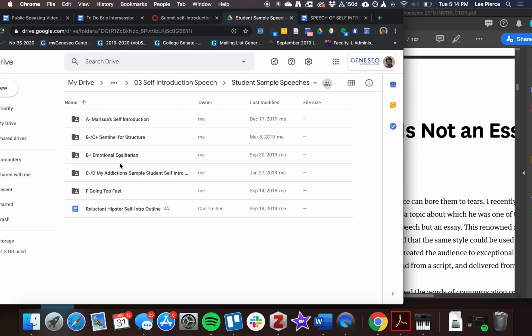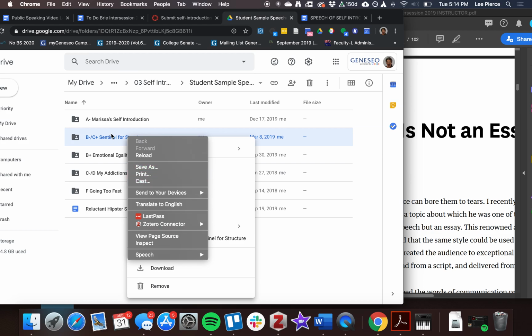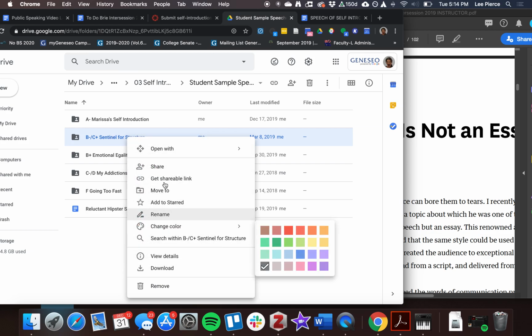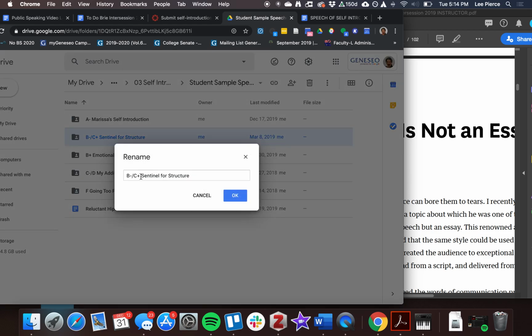Then I've got, these are out of order, but I have a C plus Sentinel for structure. Let me just rename that one because that's going to be confusing. So I'll say C plus B minus here. And again, the reason that they're sort of like, I'm not sure if they're a C plus or a B minus is because a lot of it depends on delivery.